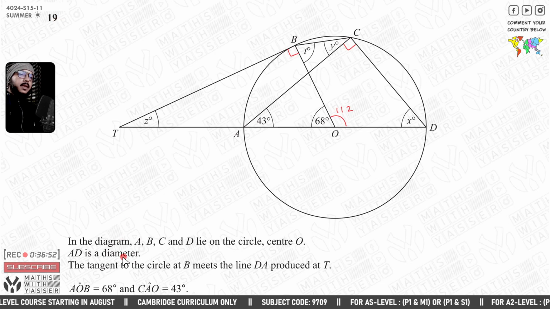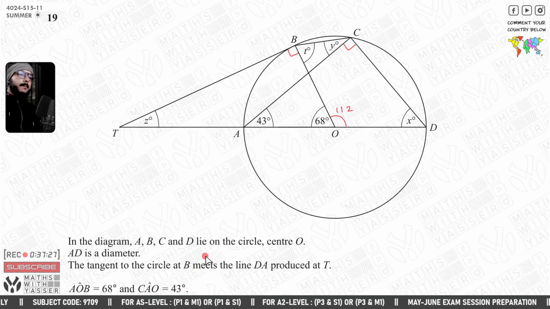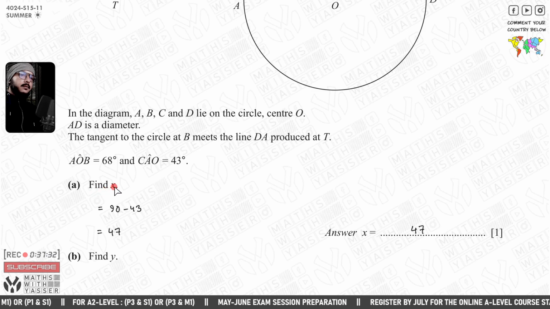Question number 19. In the diagram, A, B, C, D lie on the circle with center O. AD is the diameter. The tangent to the circle at B meets the line DA. This is the tangent produced at T. So the lines are produced. The DA line is produced such that it meets at T. It is provided that AOB is 68 and CAO is 43. We need to find X.